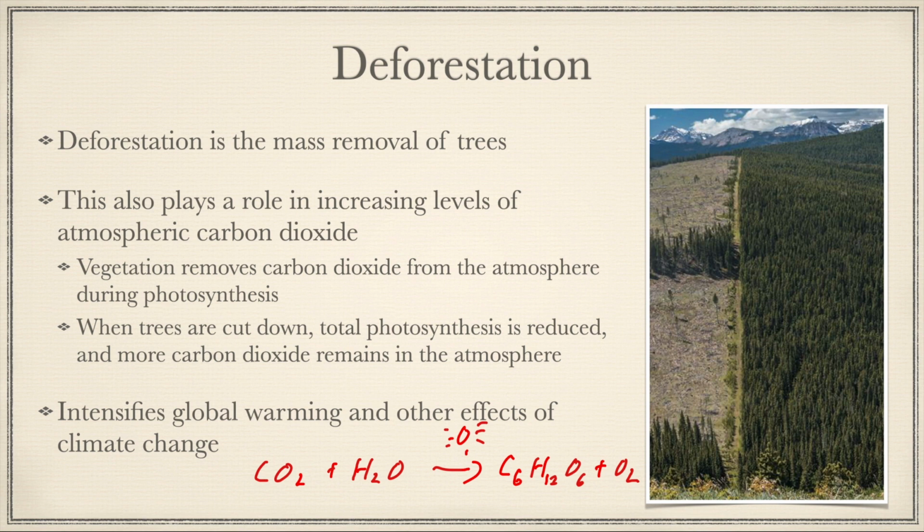and oxygen gas. So this reaction in plants removes carbon dioxide from the atmosphere and turns it into sugars and starches in the plants. This is glucose, and that's the building block of most of the sugars and starches that make up plants. Now, this intensifies global warming and other effects of climate change. So as you're cutting down the vegetation, they're no longer able to remove carbon dioxide from the atmosphere.